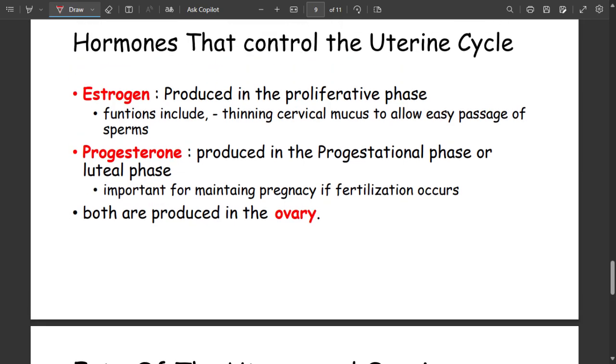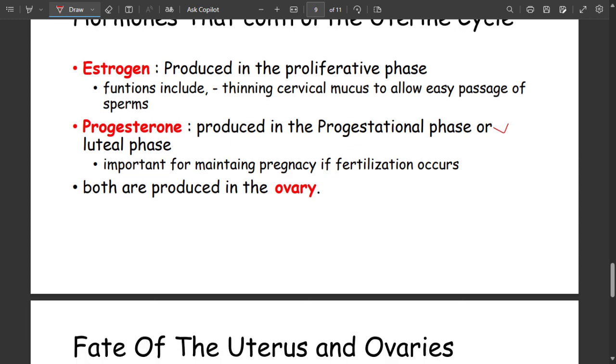Then progesterone, on the other hand, it is produced in the progestational phase or the luteal phase or the secretory phase. So luteal phase, secretory phase, or progestational phase all refer to the same phase, where progesterone is produced after ovulation and it occurs after the luteal body or the corpus luteum has been formed. So this is important for maintaining pregnancy if fertilization occurs. So if fertilization occurs, this hormone is going to maintain the endometrial lining.